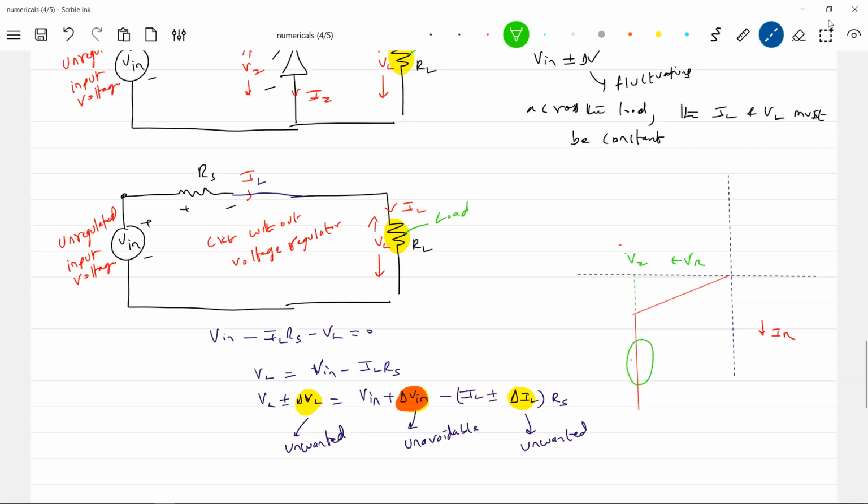Definitely, if you take any diode, there is some upper limit, no? There's a current upper limit, and there is some minimum current for its operation.